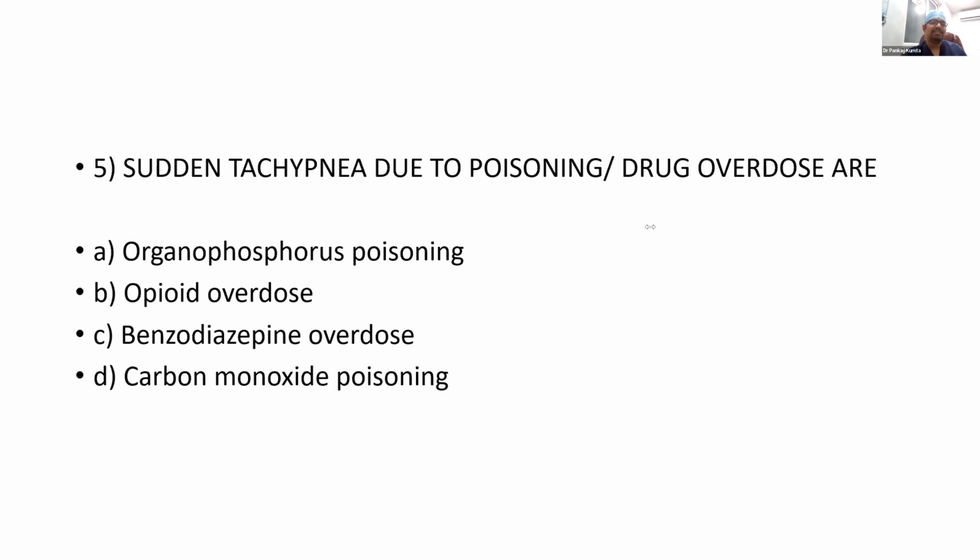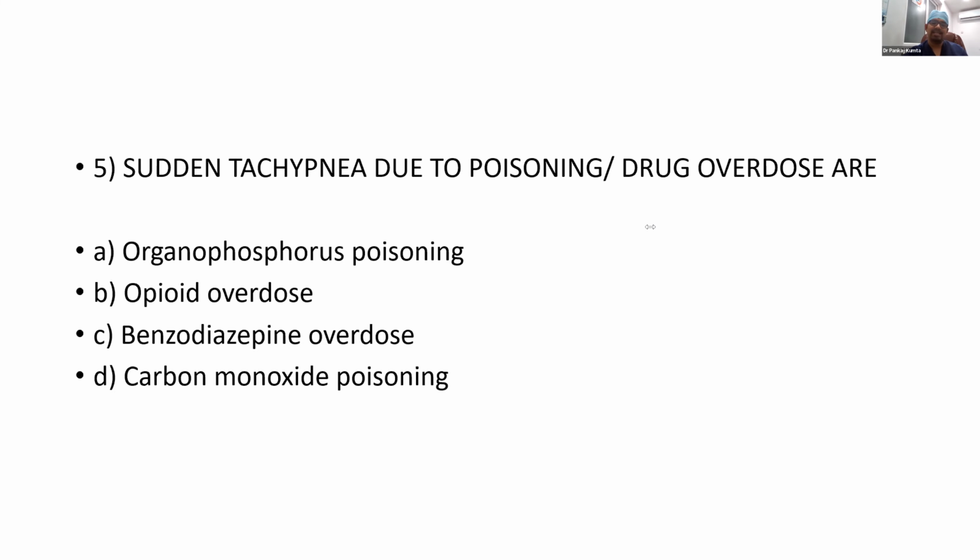Okay, very good. The answer is A and D. Organophosphorus poisoning usually increases your cholinergic activity. So your patient is having a lot of secretions, a lot of diarrhea, dehydration, and a lot of fluid getting collected in the lungs. That's when the patient starts having breathlessness, difficulty in breathing, wheezing. This is what the presentation would be.